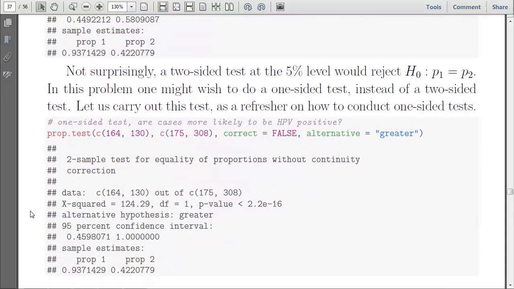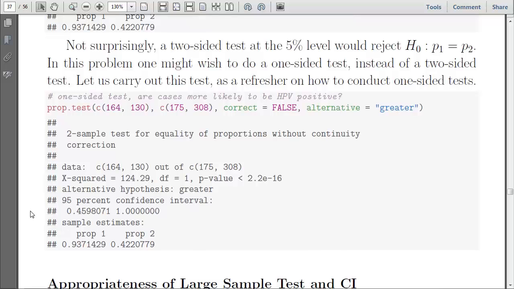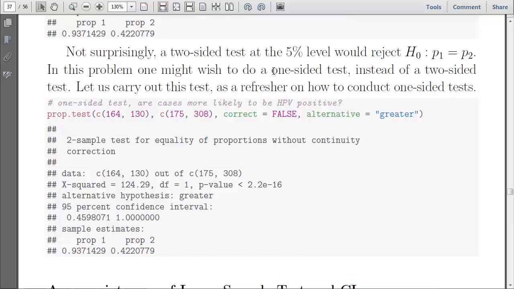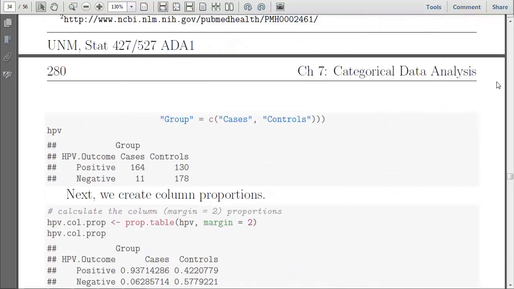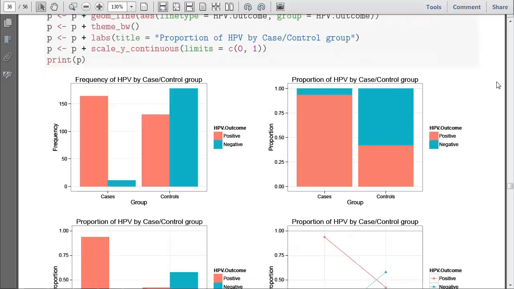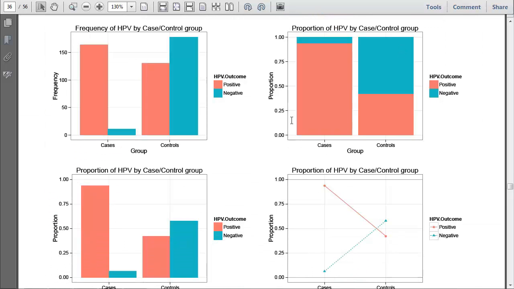All right. Just to remind us that we can do one-sided tests as well, what if we a priori, so before we observed the data, what if we assumed that cases are more likely to have HPV than controls? Then we would want to calculate a one-sided confidence interval, perhaps, or maybe do a hypothesis test where the null hypothesis is that these proportions are equal, and the alternative is that cases is greater than controls. How would we do that?